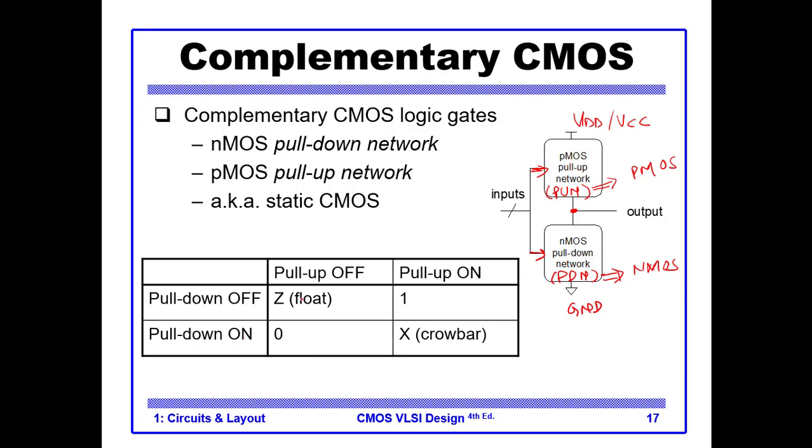And what kind of output can we expect? So in the table, if the pull down is off and the pull up is off, so both of these are off, what this means is that the voltage at the output is not known, so it is called floating. If both the networks are off, then there is no voltage, and this is called floating or high impedance.